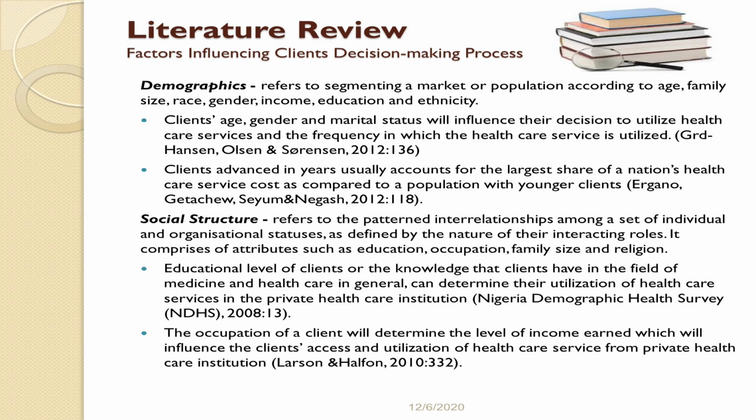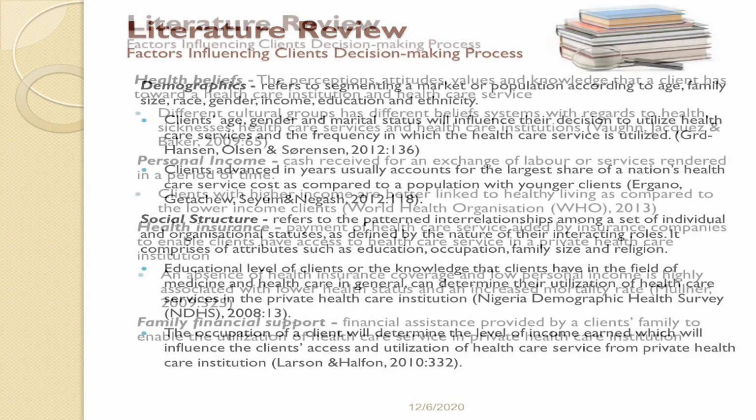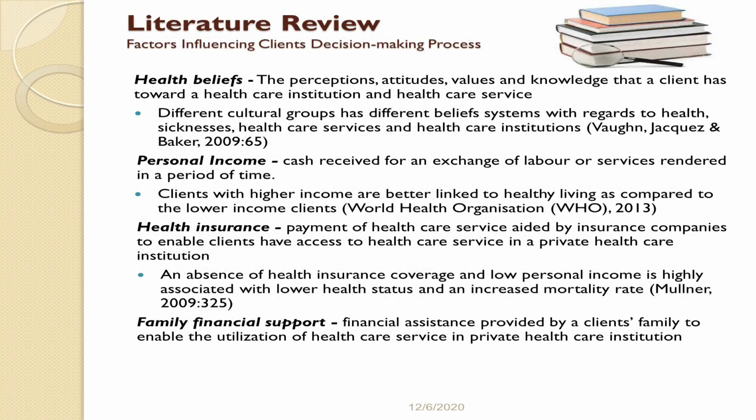We viewed social structure as a pattern of interrelationships among a set of individual and organizational statuses, as defined by the nature of their interacting roles. Social structure comprises attributes such as education, occupation, family size, and religion. According to past research, clients who are more educated are more inclined to make purchase decisions and utilize healthcare services in the private healthcare institutions. Furthermore, the occupation of a client will determine the level of income earned, which will further influence the client's access and utilization of healthcare services from private healthcare institutions. We also looked at health beliefs, personal income, health insurance, and family financial support.